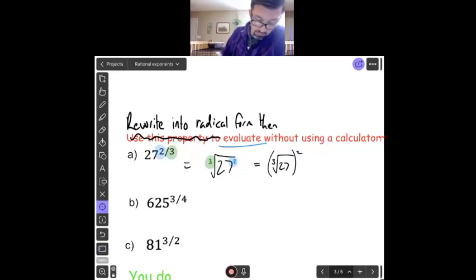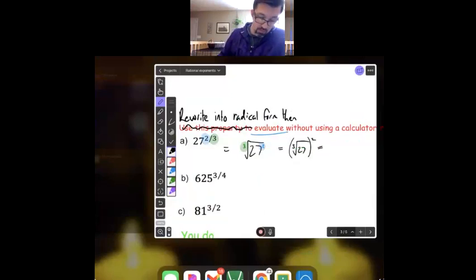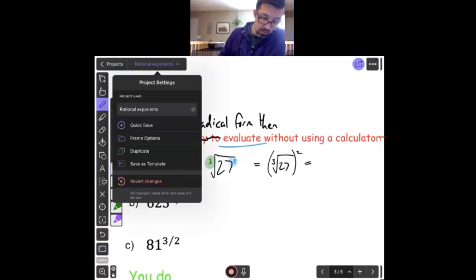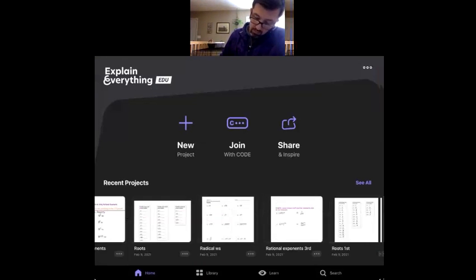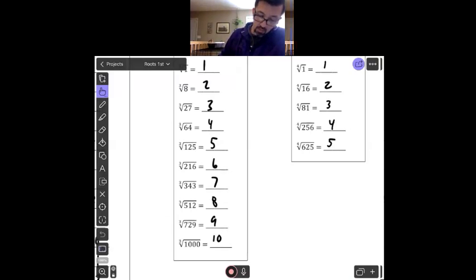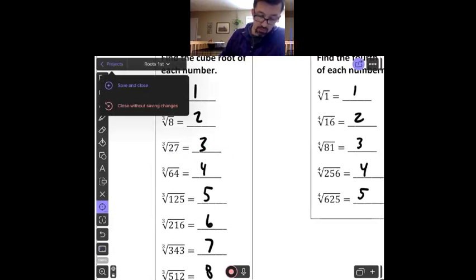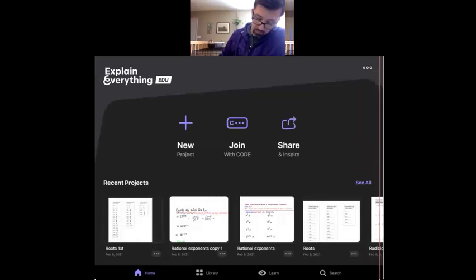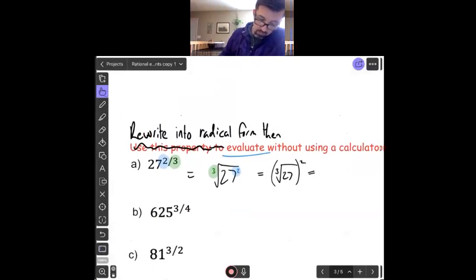So when I do that, cube root of 27, if you don't know it, you need to flip back to your chart. There in the middle, cube root 27. Cube root 27 is 3. So that's equal to 3 squared, which of course is 9.